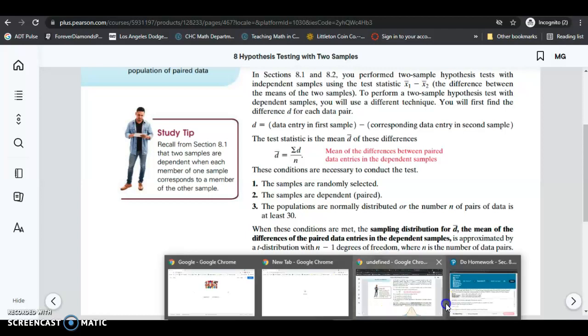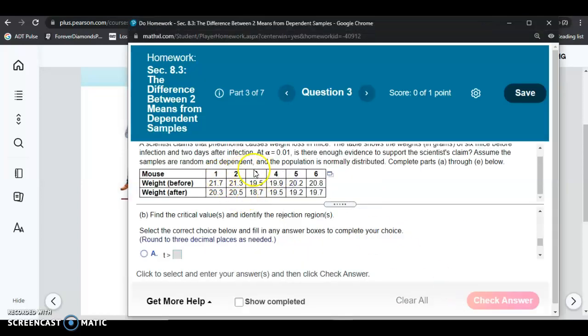So in the problem, we have data for 6 mice. So you have 6 pairs of data, the before weights and the after weights. So n is equal to 6, which means the degrees of freedom is 6 minus 1. So we're going to go ahead and do this in StatCrunch.